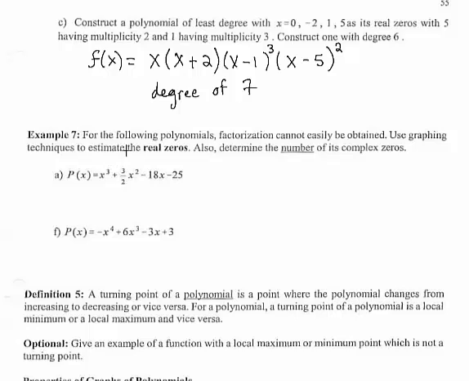Moving on to example 7, it reads, for the following polynomials, factorization cannot be easily obtained. Use graphing techniques to estimate real zeros. Also determine the number of complex zeros. So we're simply going to use our calculator, and we are going to type in p of x into the y editor.